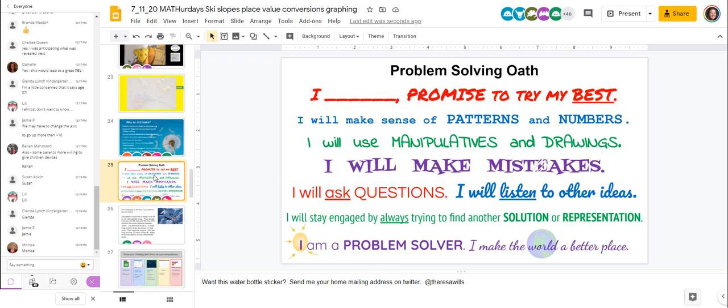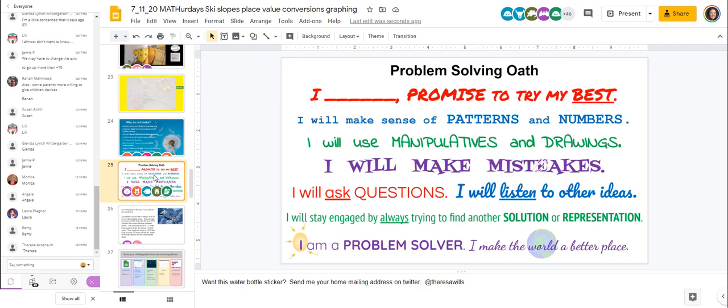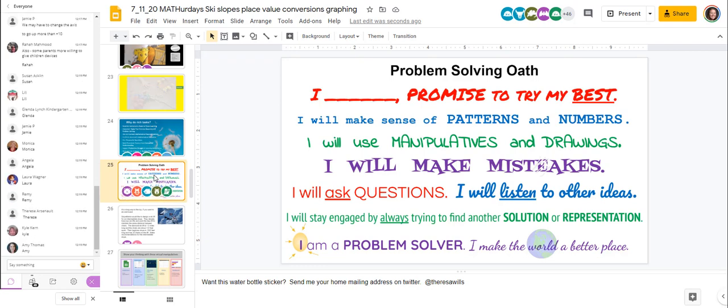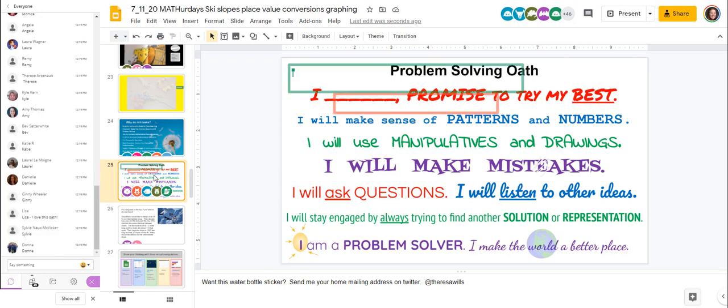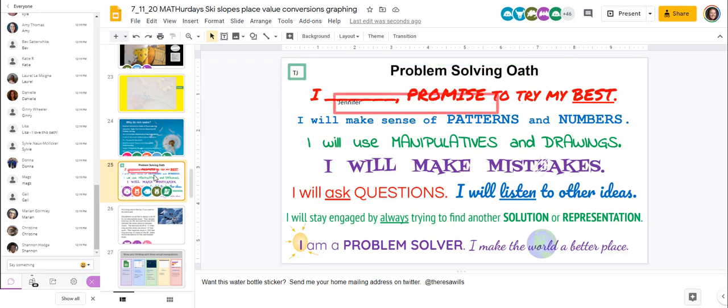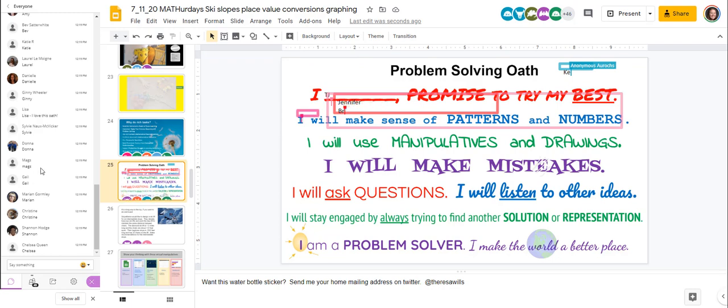I will make sense of patterns and numbers. I will use manipulatives and drawings. I will make mistakes. I will ask questions. I will listen to other ideas. I will stay engaged by always trying to find another solution or representation. I am a problem solver. I make the world a better place. Look at all these great problem solvers.